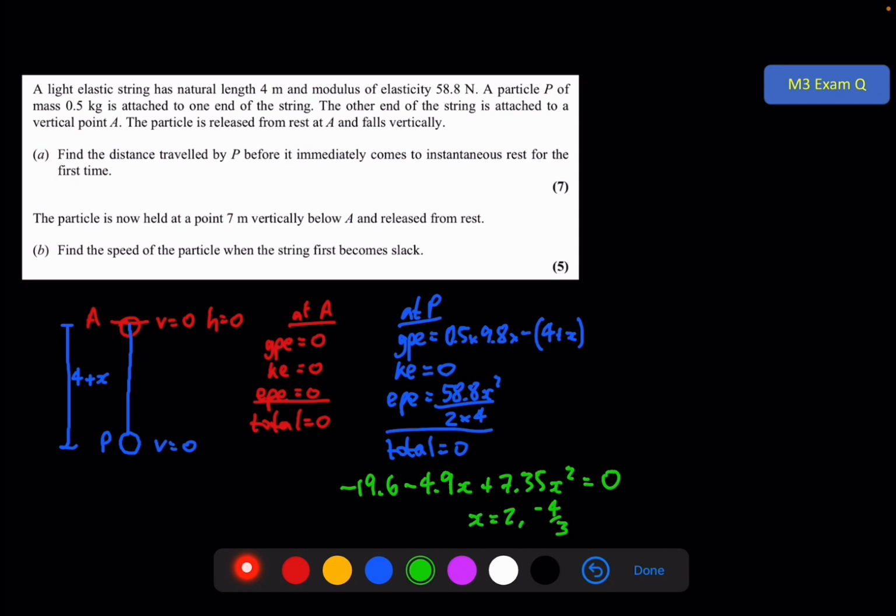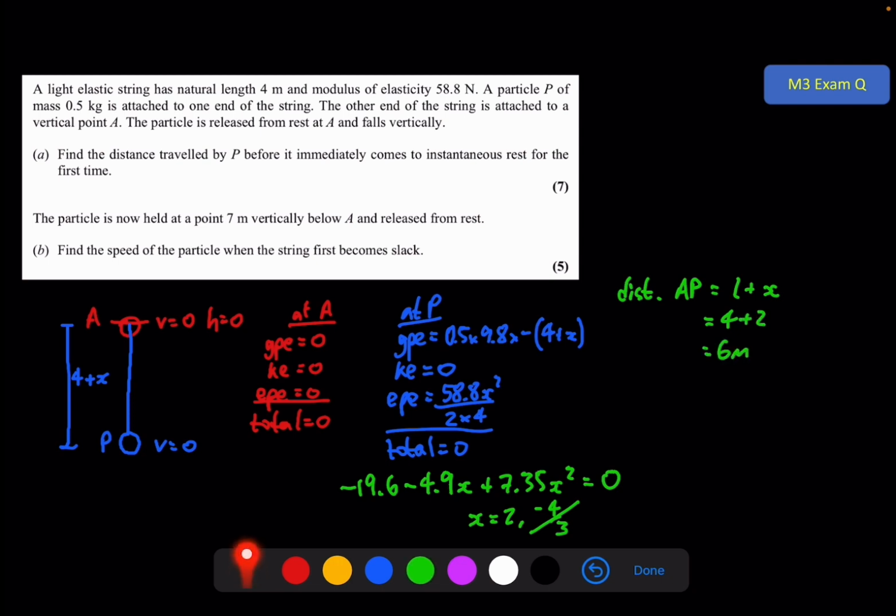Remember, in an exam you should show the method of solving a quadratic equation. In this case we have a string, not a spring, so I can discard the negative answer. So the extension is 2, but the question is find the distance travelled, so it's all the way from here down to here, 4 plus 2. So the distance AP is equal to the natural length plus the extension, 4 plus 2, 6 meters is how far it has travelled.